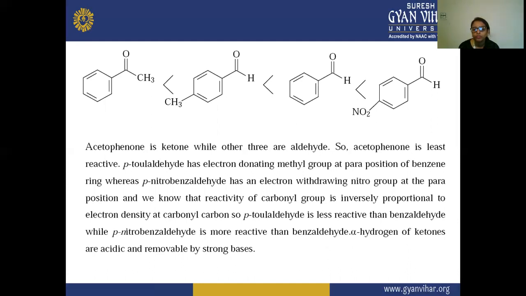Alpha hydrogens of ketone are acidic and removable by a strong base. The alpha hydrogens that are present on this CH3 are more reactive and acidic in nature. That is why they are removed from here and form a bond with the strong base.